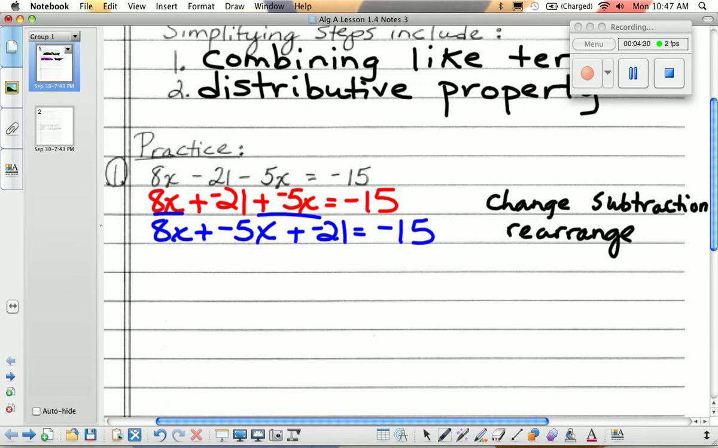Now in this next step, we're going to combine like terms. Our like terms are right here. What's 8 plus negative 5? 3. This would become a 3x, wouldn't it? Plus a negative 21 equals negative 15. So notice, we only did that on the left side. We didn't have to do that on both sides. We're just simplifying. So that step was simplifying, getting it ready to solve.